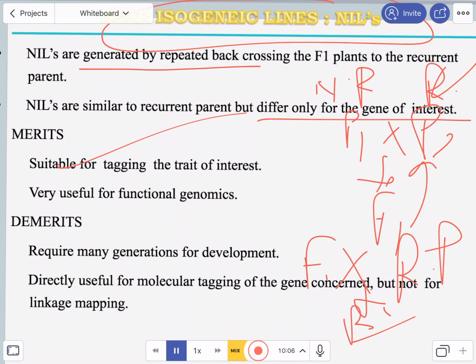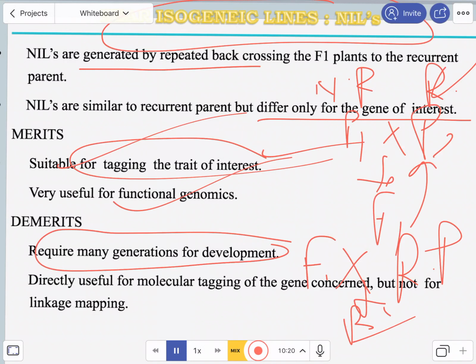Merit: they are suitable for tagging the trait of interest because there is only one gene difference, so it is easy to detect. And they are very useful for functional genomics. Demerits: they require many generations for development, because NIL lines are developed after 6 to 7 generations or up to 8 generations. So we get NIL lines having one gene difference with the recurrent parent. They are directly useful for molecular tagging of the gene but not for linkage mapping.